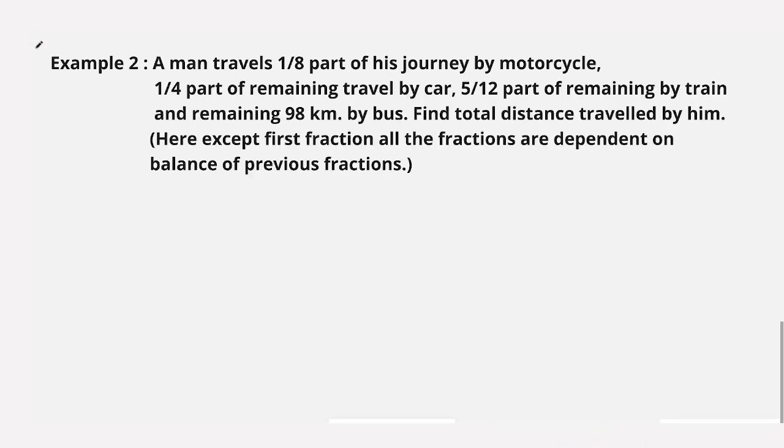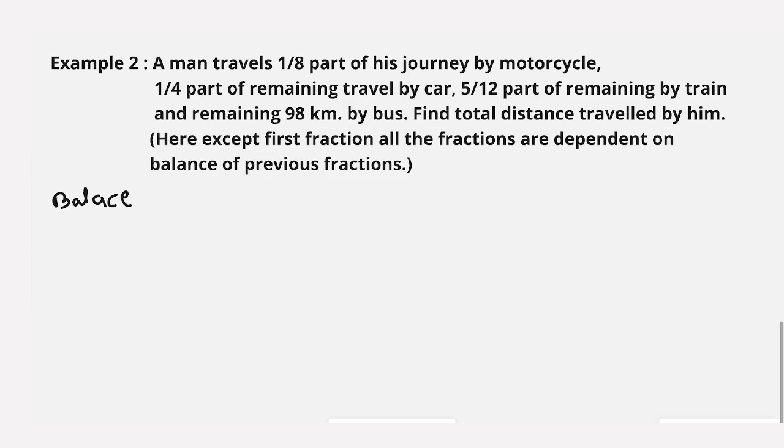The second example is: a man travels 1/8 part of his journey by motorcycle, 1/4 part of remaining, here remaining is important, travel by car, 5/12 part of remaining by train, and remaining 98 kilometers by bus. Find total distance traveled by him. Here, except the first fraction, all the fractions are dependent on balance of previous fraction. So please learn how I solve this question.